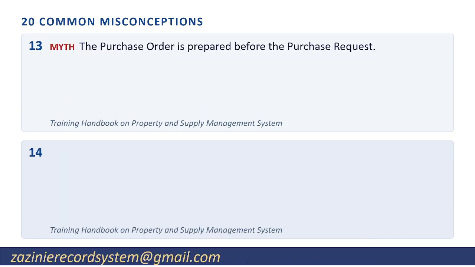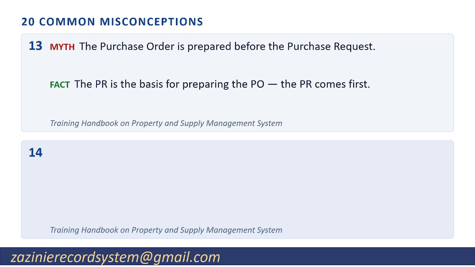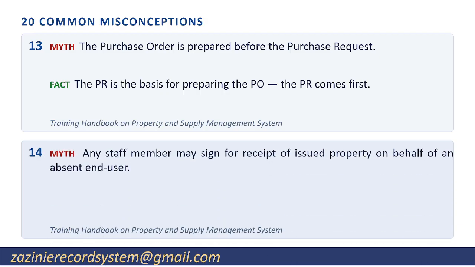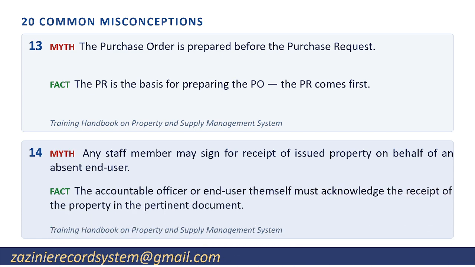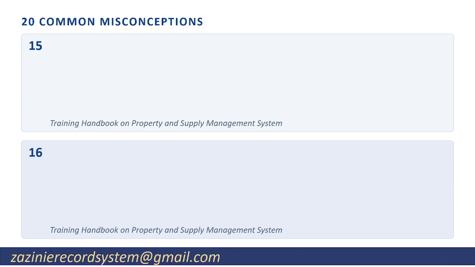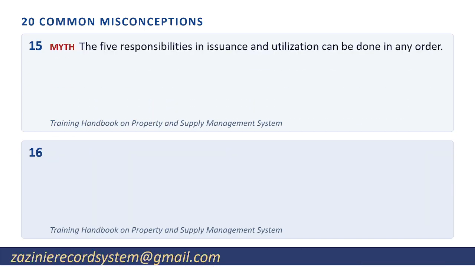20 common misconceptions. Number 13. Myth. The purchase order is prepared before the purchase request. Fact. The PR is the basis for preparing the PO, so the PR comes first. Number 14. Myth. Any staff member may sign for receipt of issued property on behalf of an absent end user. Fact. The accountable officer or end user themselves must acknowledge the receipt of the property in the pertinent document. Next slide. 20 common misconceptions. Number 15. Myth.